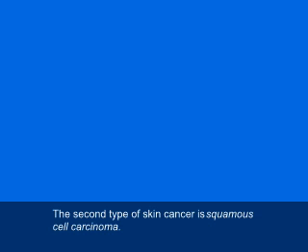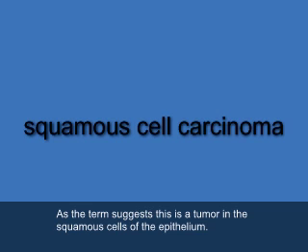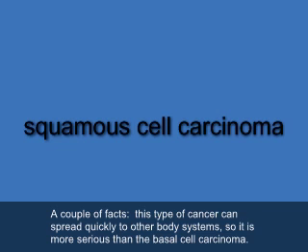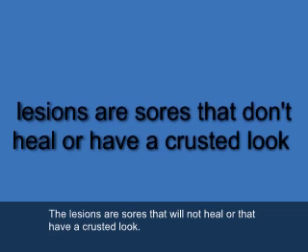The second type of skin cancer is squamous cell carcinoma, SQUAMOUS, cell, CELL, and carcinoma, CARCINOMA. As the term suggests, this is a tumor in the squamous cells of the epithelium. A couple of facts. This type of cancer can spread quickly to other body systems, so it's more serious than the basal cell carcinoma. The lesions are sores that will not heal or that have a crusted look.